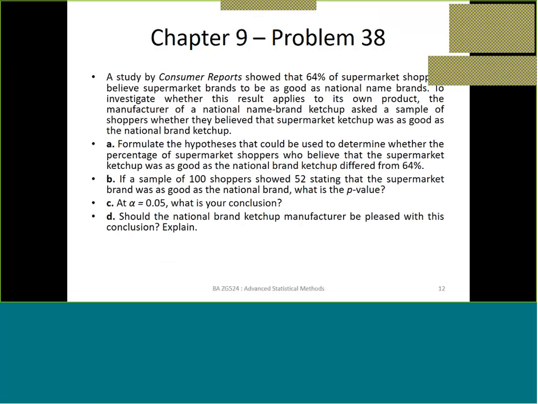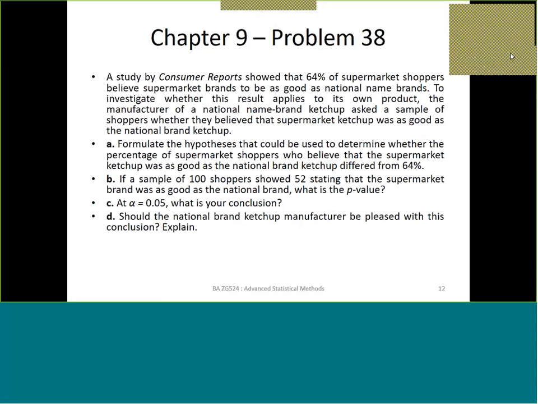A study by Consumer Reports showed that 64% of supermarket shoppers believe supermarket brands to be as good as national name brands. To investigate whether this result applies to its own product, the manufacturer of a national name brand ketchup asked a sample of shoppers whether they believed that supermarket ketchup was as good as the national brand ketchup. Formulate the hypothesis that could be used to determine whether the percentage of supermarket shoppers who believe that the supermarket ketchup was as good as the national brand ketchup differed from 64%.